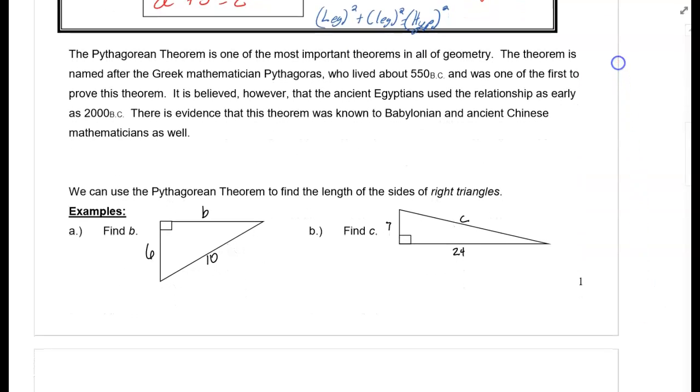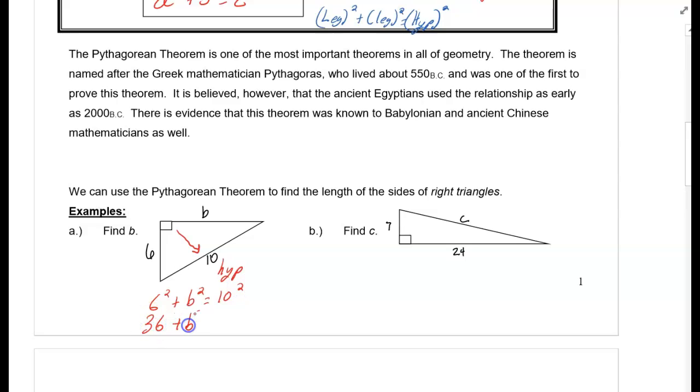Let's look at a couple examples. I always like to label the side across from the 90 to be the hypotenuse. So for this example, I could say 6 squared plus b squared is equal to 10 squared.